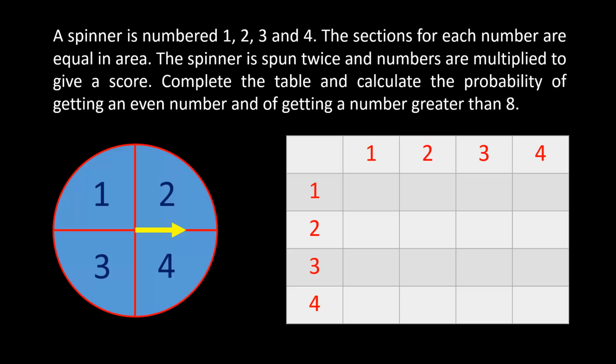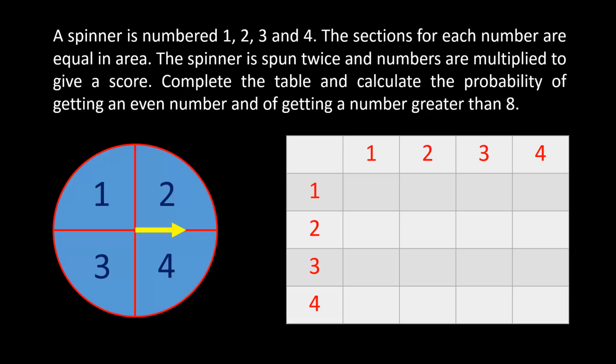So we've got an example here. We've got a spinner which has got numbers 1, 2, 3, 4. The sections are equal, so there's an equal probability for each number. The spinner is spun twice and numbers are multiplied to give a score. Complete the table and calculate the probability of getting an even number and of getting a number greater than 8.